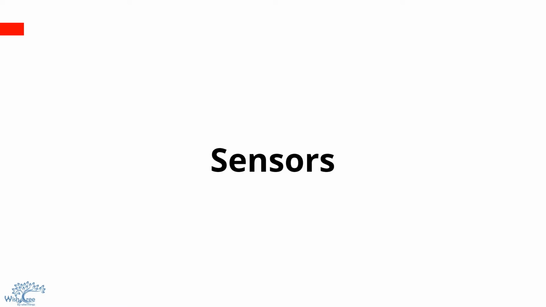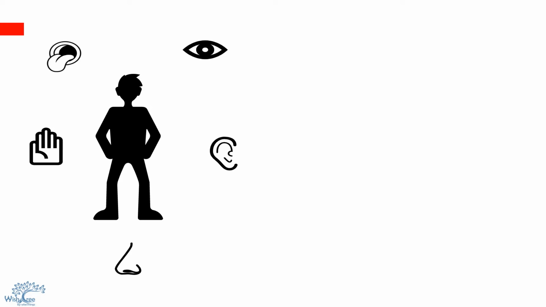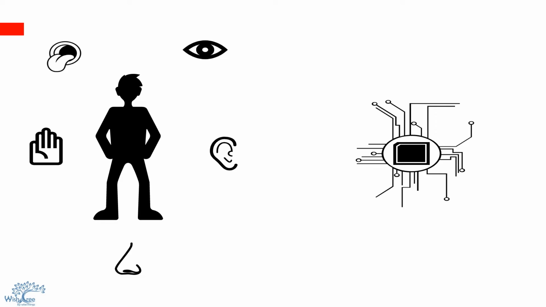Now let's see what sensors are. A sensor is a device that detects and responds to some type of input from the physical environment. The specific input could be light, heat, motion, moisture, pressure, or any one of the great number of other environmental phenomena. The output is generally in the form of signals that is sent to a circuit for further processing.